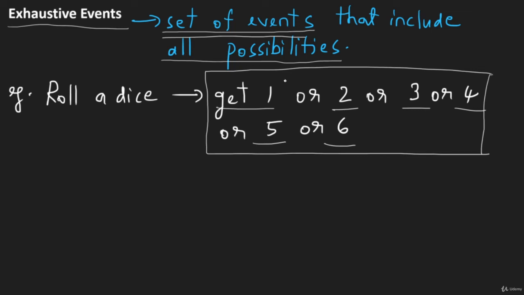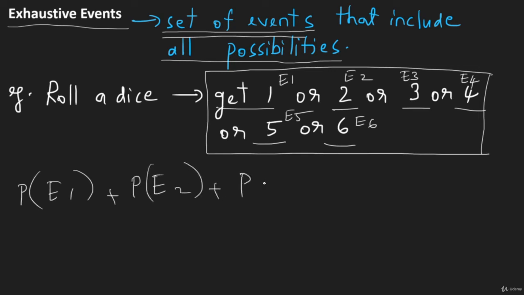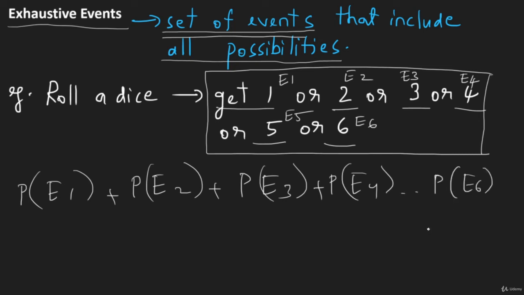Now if I say that this is event 1, this is event 2, this is event 3, this is event 4, this one is event 5, and this is event 6. Now we can say that the probability of event 1 occurring plus the probability of event 2 occurring plus the probability of event 3 occurring plus P of E4 up to P of E6 will be equal to 1, right? Because there's a 100% chance that any one of these will occur.